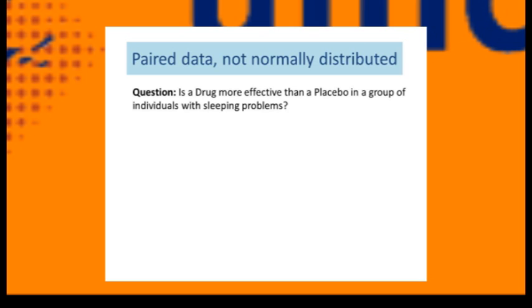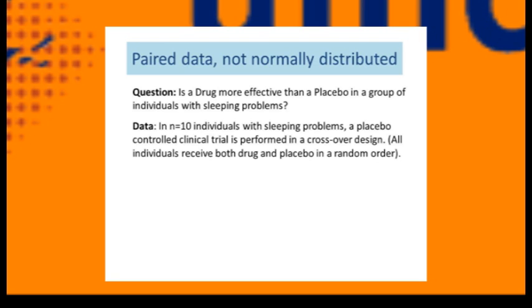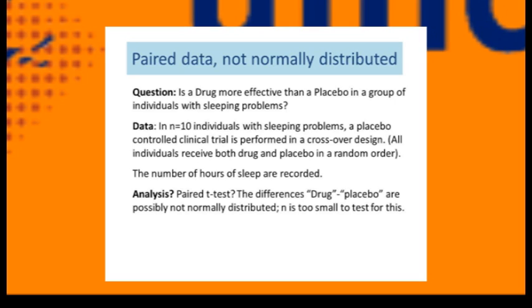We would like to answer the question whether a certain drug is more effective than a placebo for individuals with sleeping problems. 10 individuals are included in a crossover design. All 10 individuals receive both drug and placebo in random order in 2 different nights, and the numbers of hours of sleep are recorded. What to do if the individual differences between the numbers are not normally distributed?